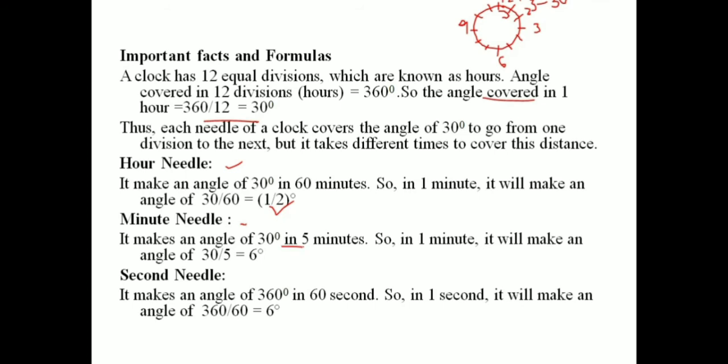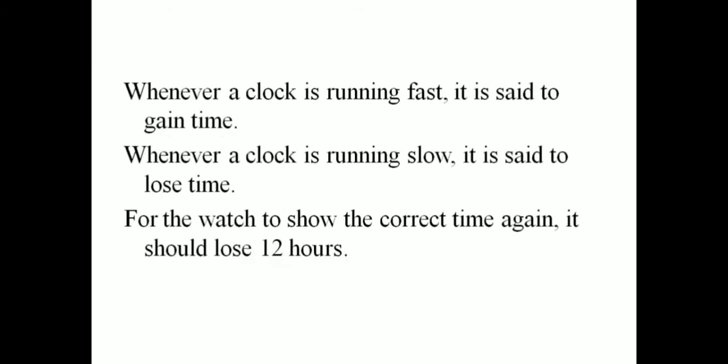And the minute hand makes an angle of 30 degrees in 5 minutes, right? We consider each division as 5 minutes. So in 1 minute, the minute needle will make an angle of 30 by 5, which is 6 degrees. And the second needle is not very important when it comes to the problems. It makes an angle of 360 degrees in 60 seconds. Whenever a clock is running fast, it is said to be gaining time, and whenever a clock is running slow, it is said to be losing time.